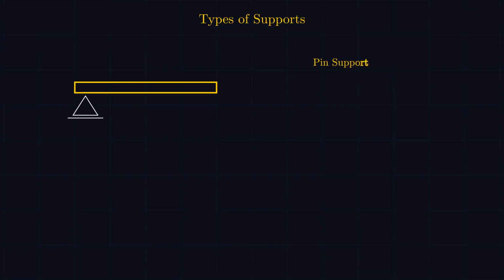Next, how does the structure push back? A support is any connection that prevents a structure from moving, and each type resists motion in a different way. A pin support allows the beam to rotate, but it can't slide in any direction. That gives us 2 unknown reactions, a horizontal force and a vertical force.